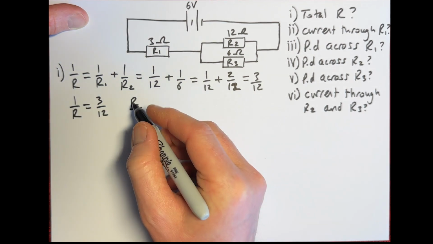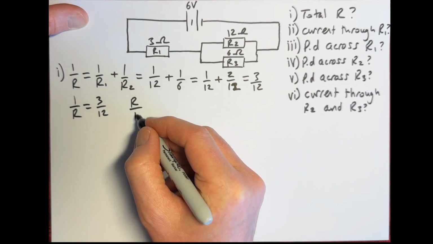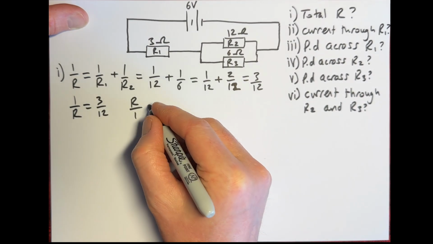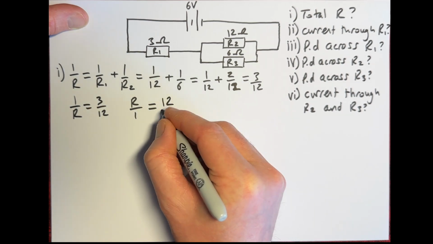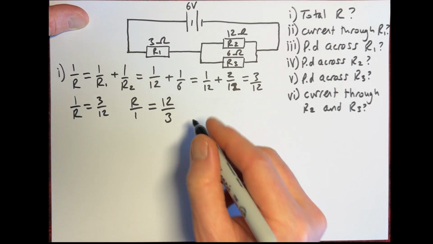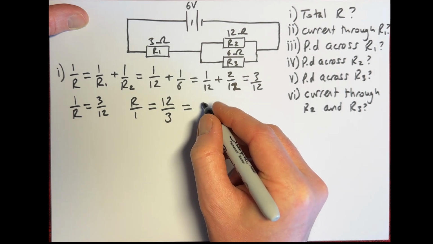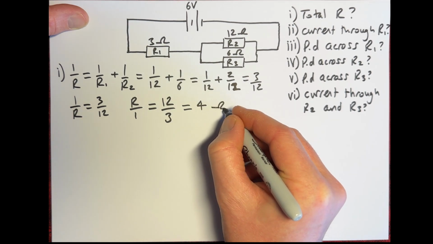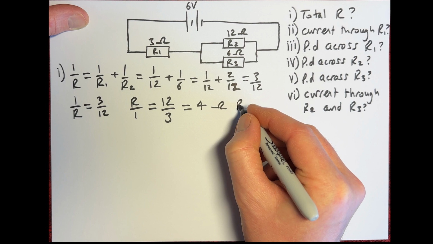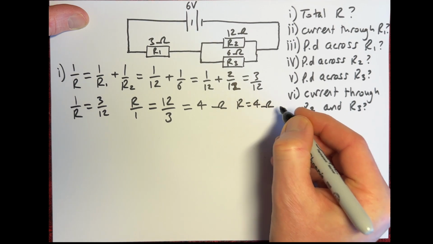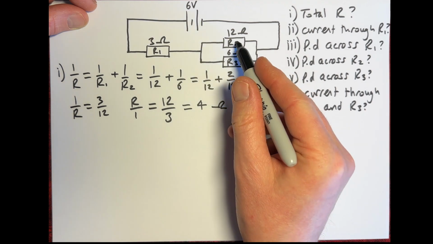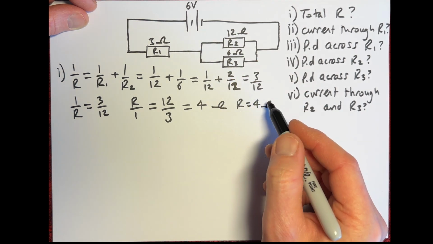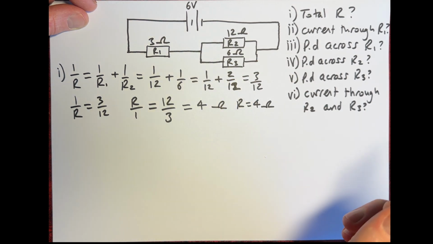Okay, and then 1 over R is equal to 3 over 12. Now if we flip that side of the fraction, we get R over 1. R divided by 1 is just R. If we flip that side of the fraction, we need to flip this side of the fraction, so we get 12 over 3. And that gives us 4 ohms. So the resistance R is equal to 4 ohms. Now that's only this section here.